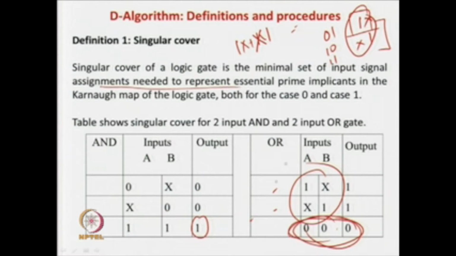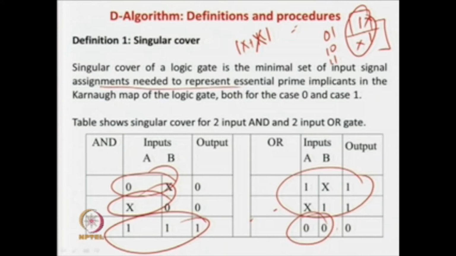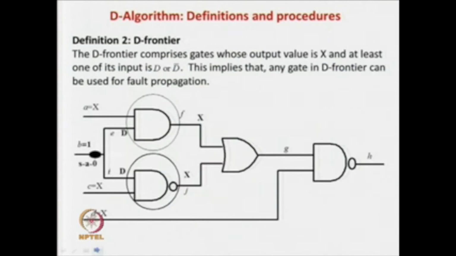So, basically what the singular cover says is that if you want to get the output 0 in case of an AND gate, you can use either this or this. Similarly, this is the combination required for 1 in case of an AND gate, and for OR gate 0, this is the combination required. Singular cover means a minimal set of inputs, that is, the minimal set of inputs to represent output 0 at an AND gate. You can say that only one input is 0 and the other is do not care. These are the two minimal sets which represent the output 0, and this can be extrapolated for an OR gate. So, this is the basic definition of a singular cover.